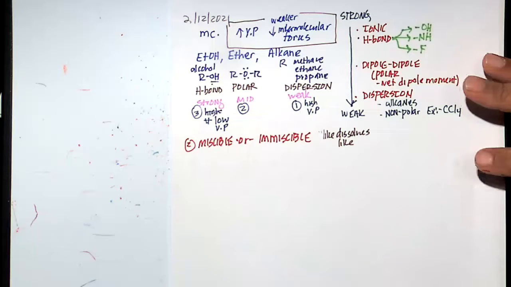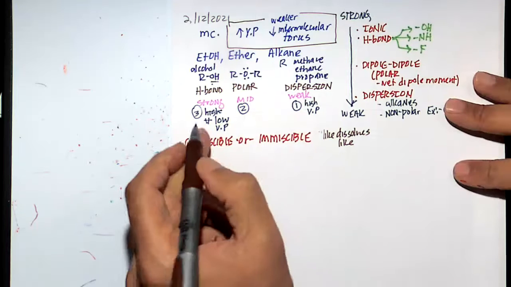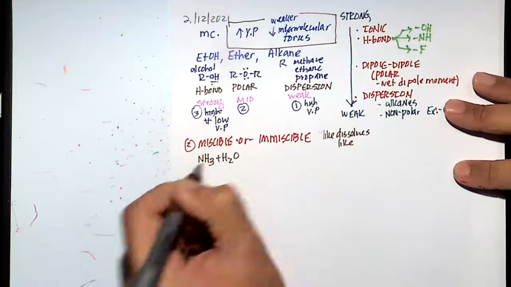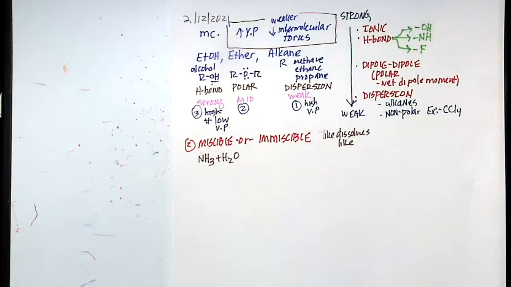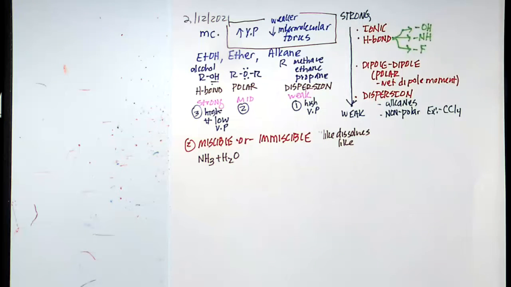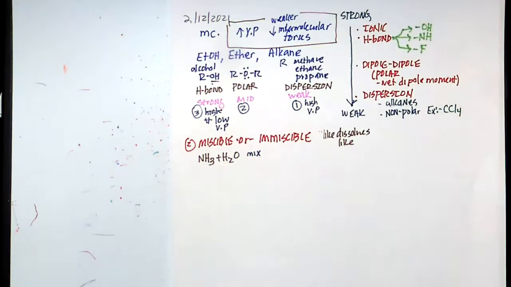All right, so I'll give you 5 examples here. You tell me whether they can mix or not mix. Okay, how about NH3 and water? NH3 is called ammonia, by the way. Do you think they will mix or not mix? Okay, do you guys agree they can mix? NH3, the N-H can hydrogen bond. Water, O-H, and its structure can hydrogen bond.